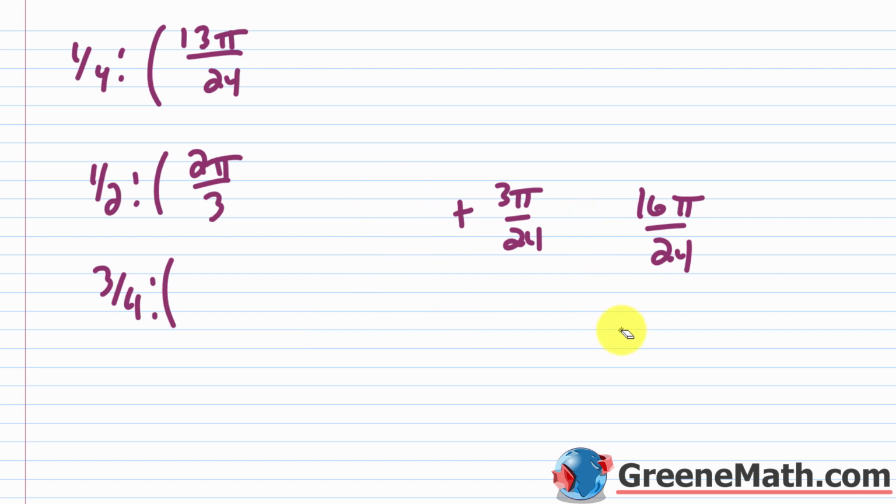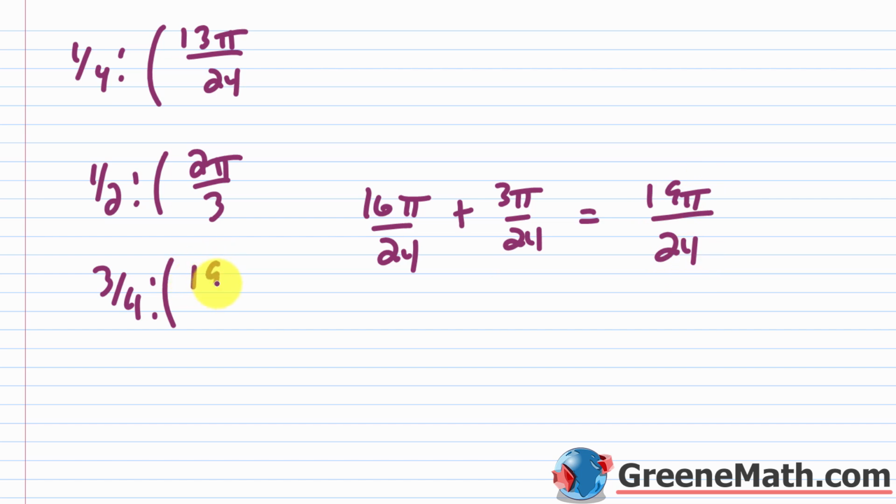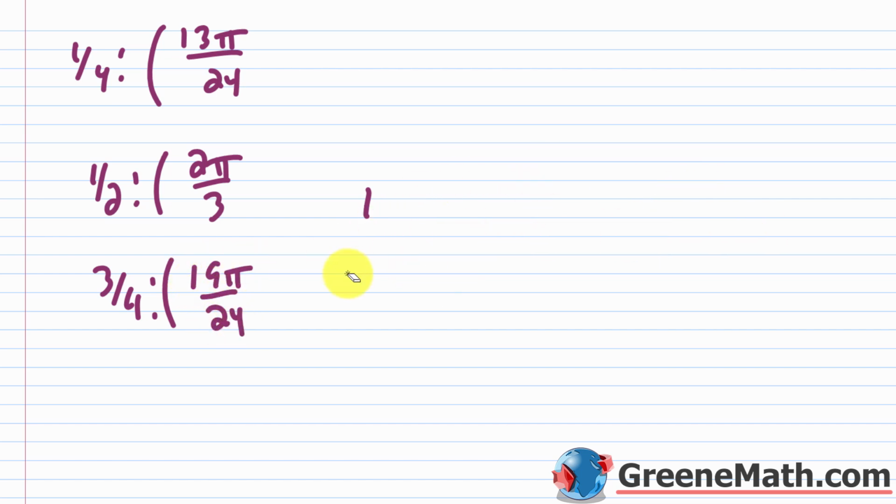Let me erase this and move this over here, just so I have a common denominator. And then this would be 16 pi plus 3 pi. That's 19 pi, and then over 24. So this would be 19 pi over 24. So not too bad. Let's go up and figure out what we need to do to y.